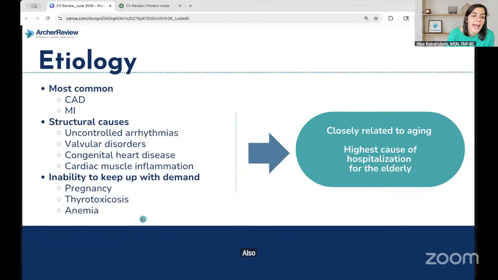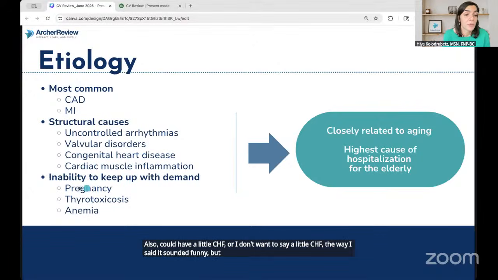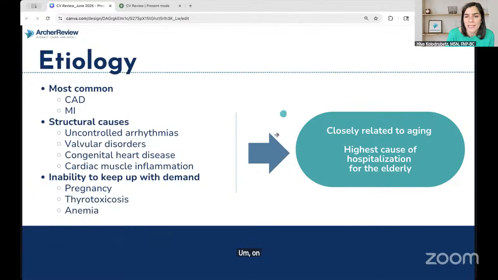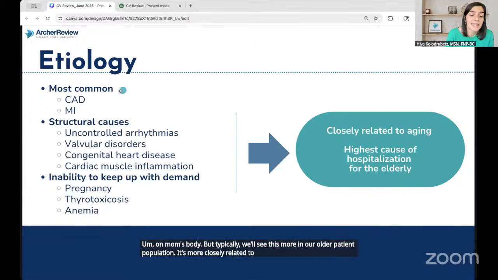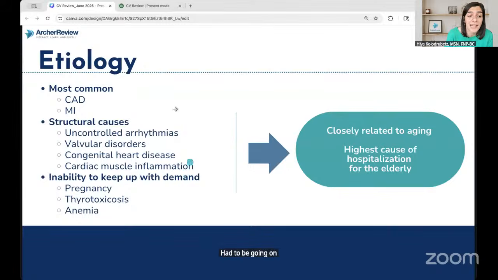We could also see CHF in our pregnant patient population, just because of that increased demand on mom's body. But typically we'll see this more in our older patient population. It's more closely related to aging because these conditions will have had to be going on for a long time to really cause that remodeling in the heart.